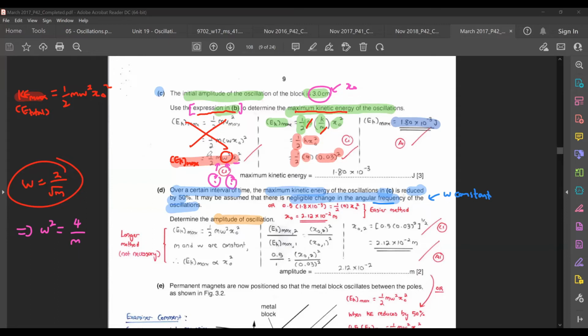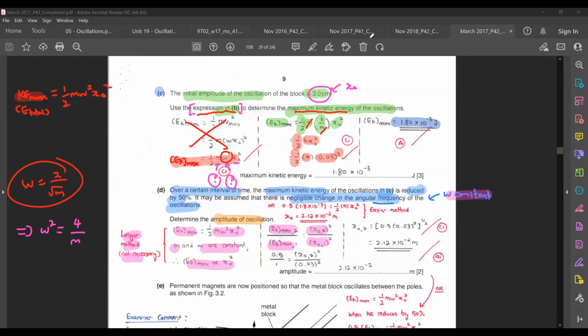There's actually two different workings that you can do here. Either you use the normal ratio method of doing things, or you do something a bit more straightforward. But let me just briefly describe the longer method here first. We know that Ke max is half m omega square x naught square. In your case, the mass remains constant and omega is constant as stated here. So Ke max is proportional to your amplitude square. So the new Ke max to the old Ke max is the new amplitude square to the old amplitude square.